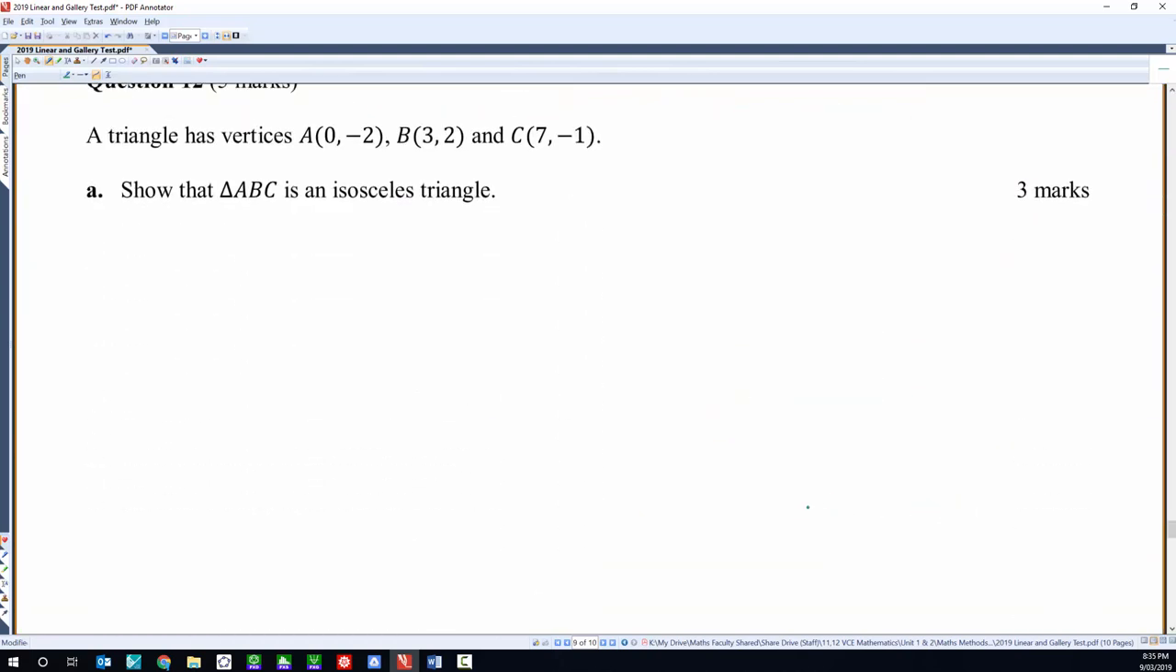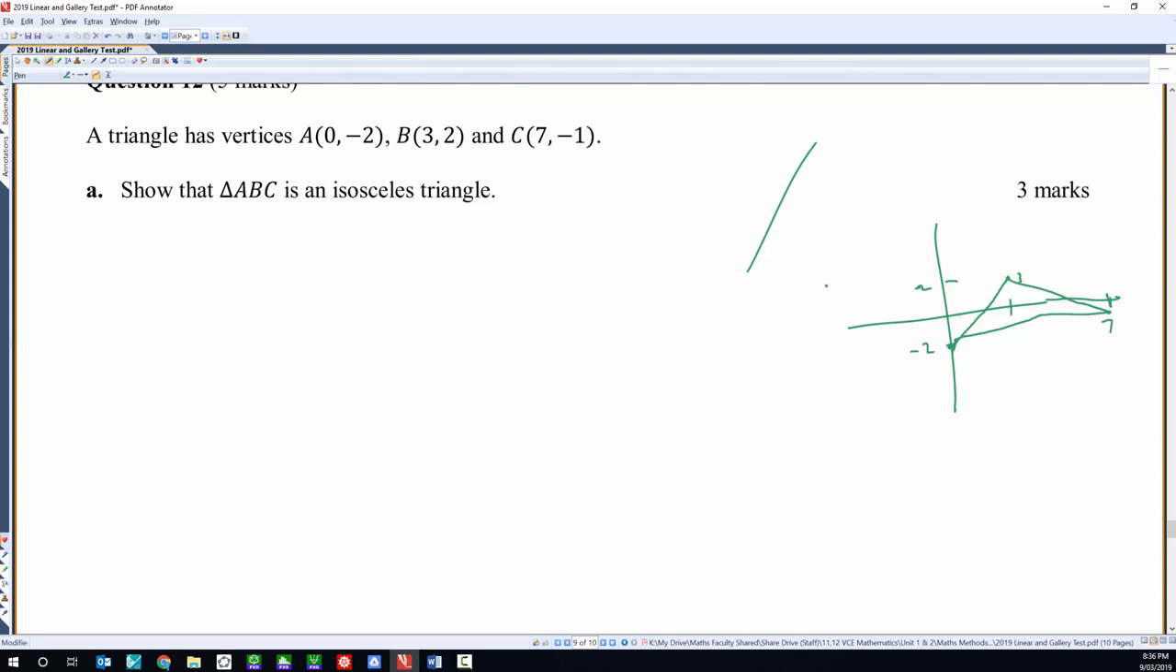All right, this one was indeed a tricky problem. So what we needed to do was show that this was an isosceles triangle. So to do that, we're just going to quickly sketch it up here. So on a Cartesian plane, (-2, 3), (2, 7), and down here (-1). So that was going to be our triangle, something like that.